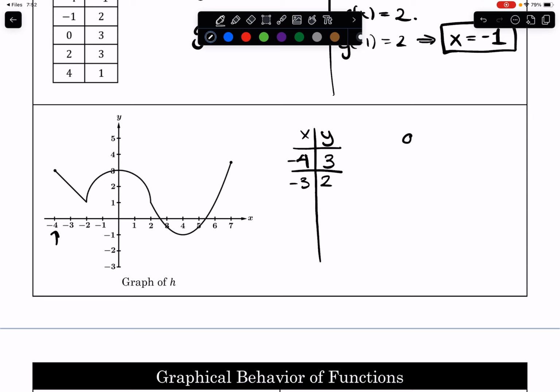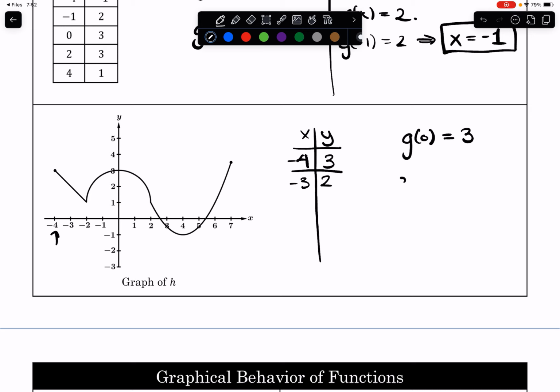So for example, if I want to evaluate at 0, just like the last example, since this function might be different or it might be the same, at 0, which is right here, I see that the y value is 3. So g of 0 equals 3.